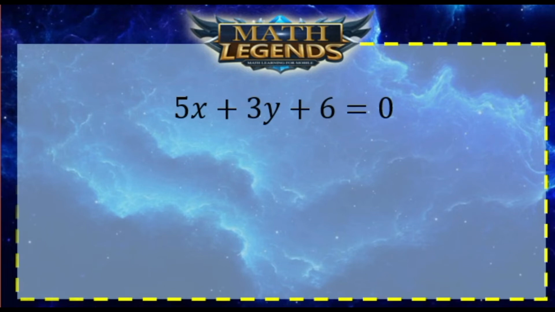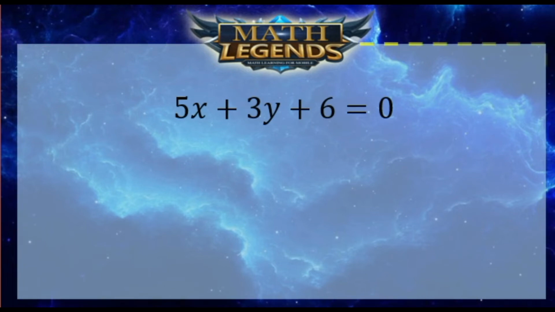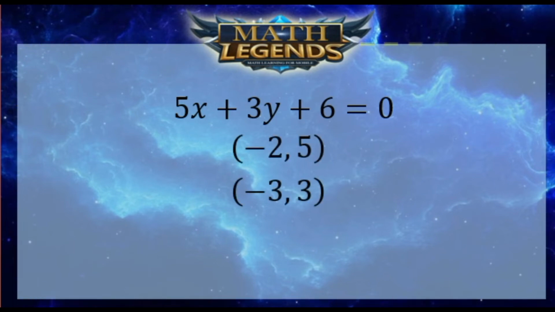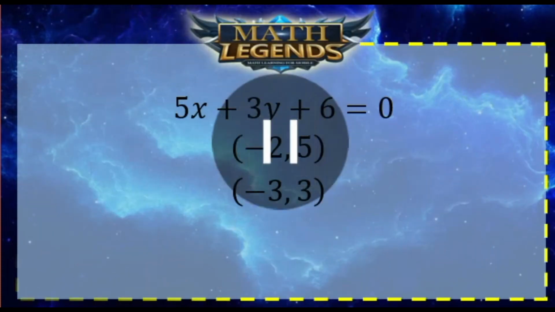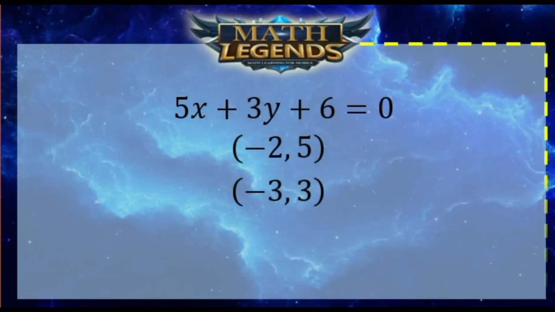Now, given this linear equation, 5x plus 3y plus 6 is equal to 0, find if negative 2 and 5, negative 3 and 3 is the solution of this linear equation. Pause this video and try to answer this.